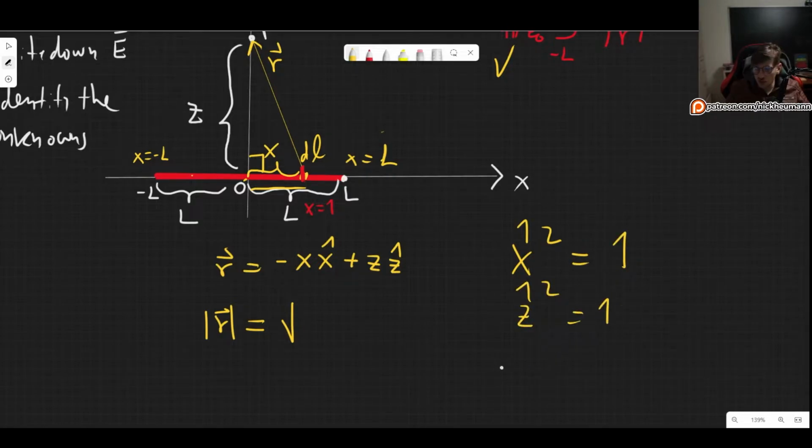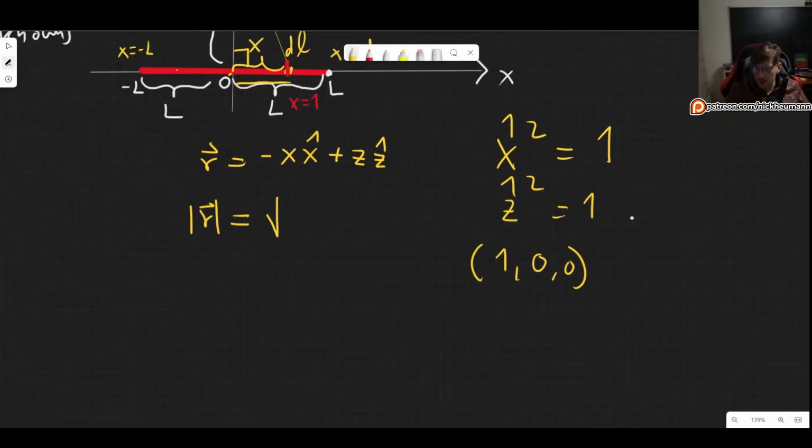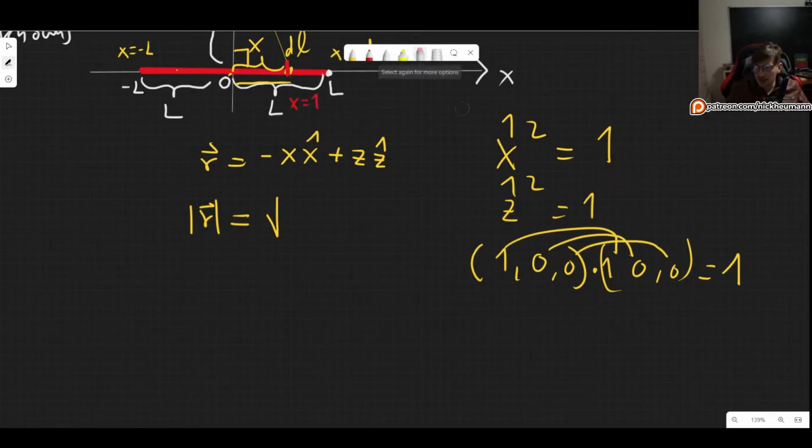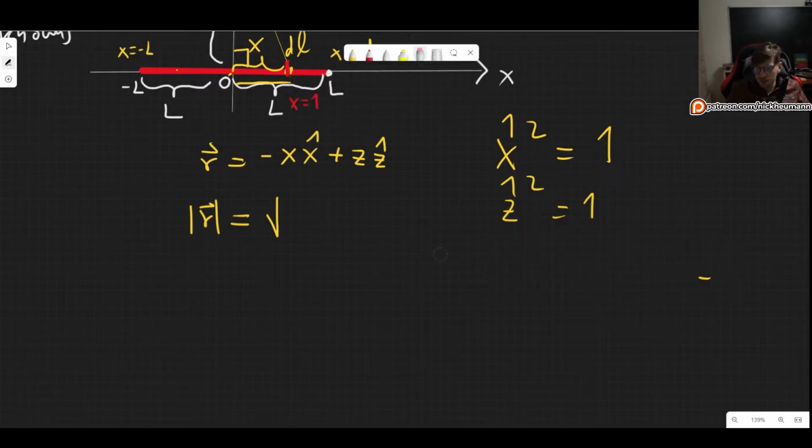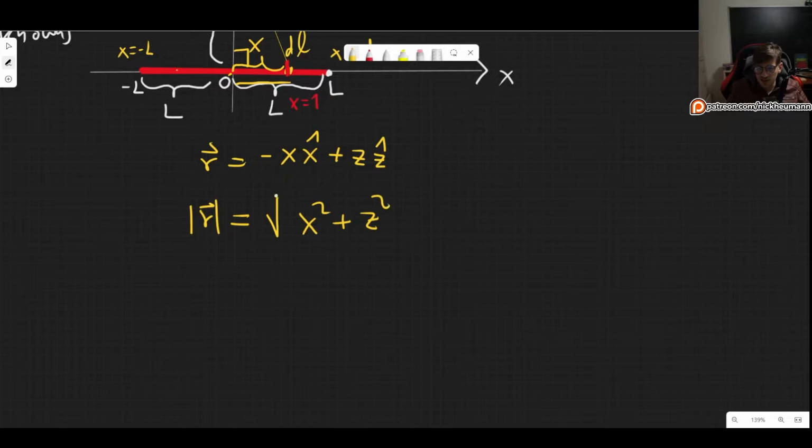In case you don't know why, that is because x hat is a vector. If you are in xyz, it is the vector (1, 0, 0). So if you do the dot product between (1, 0, 0) and another vector that is (1, 0, 0), you get 1, right? Because 1 times 1 plus 0 times 0 plus 0 times 0. And the exact same thing is true for z and for y also. Okay, that's just a quick reminder. So this is x squared plus z squared.